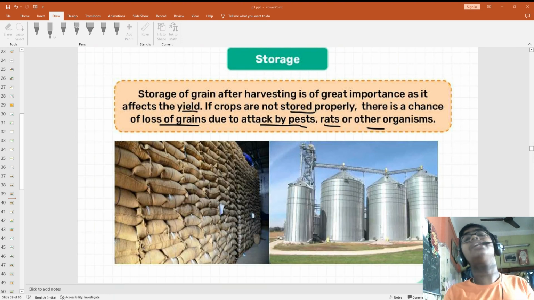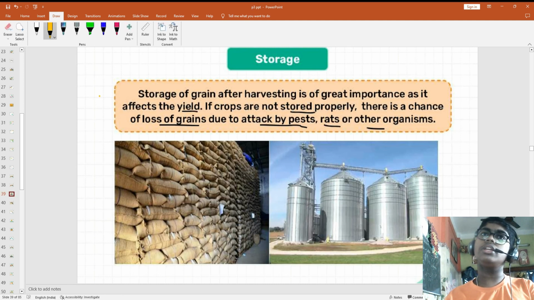If the crops are not stored properly, there is a chance of loss of grains. Grains may reduce or spoil due to pests, microorganisms, rats or birds, or some other organisms may also come. So this storage is very important. Understood the storage part? What is storage?